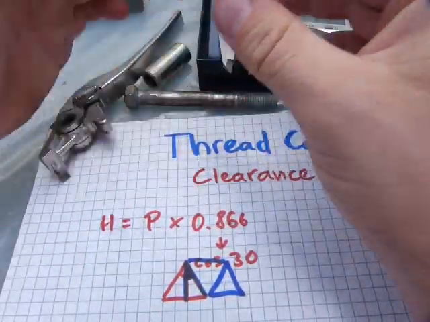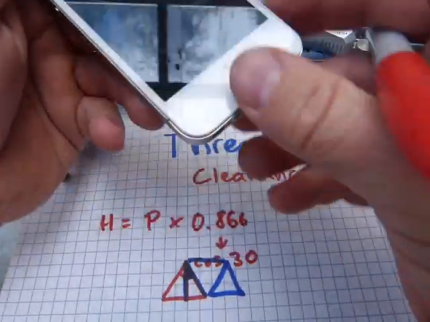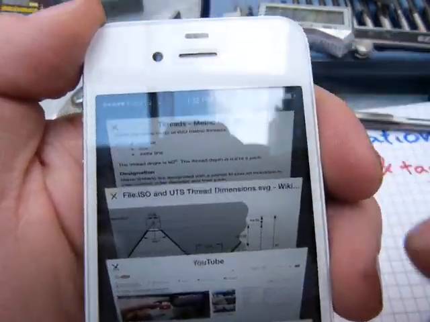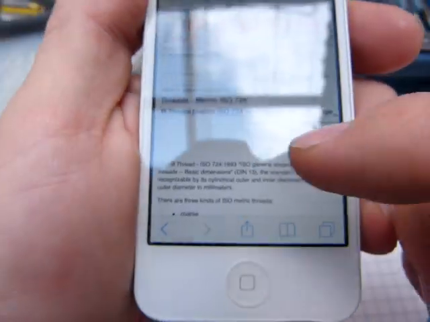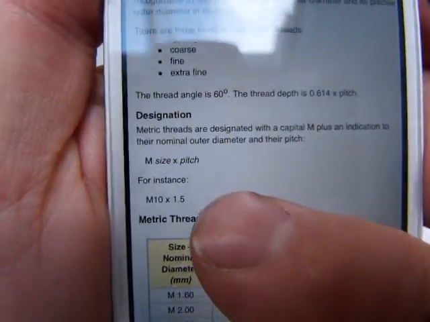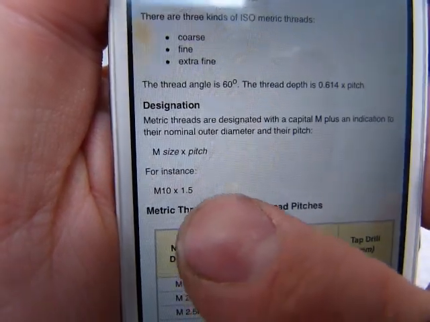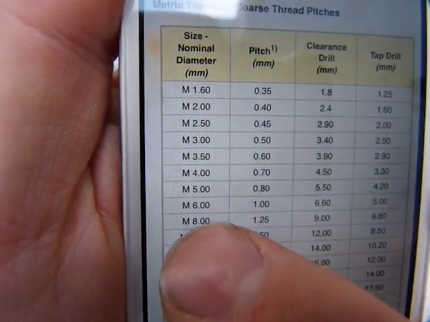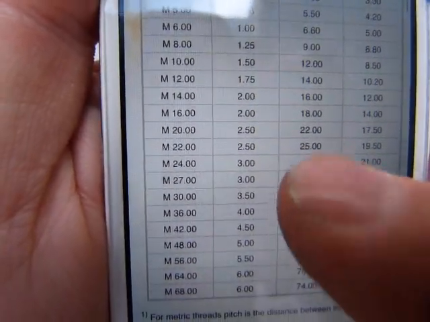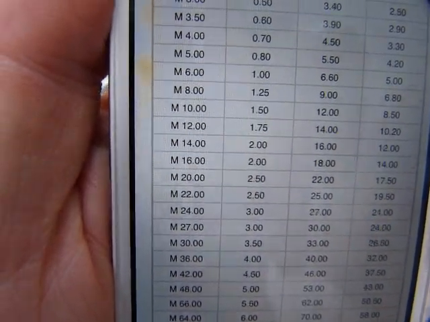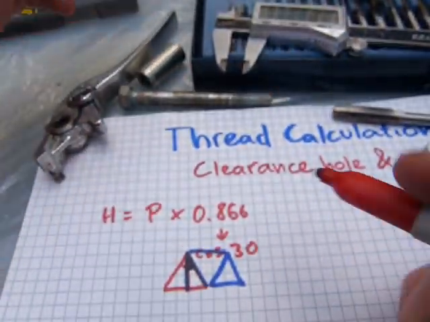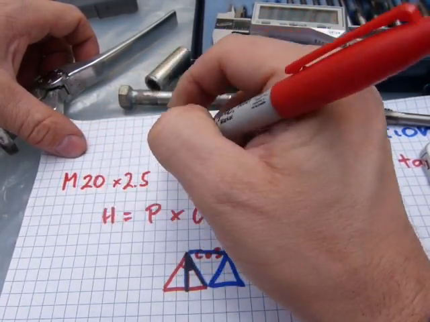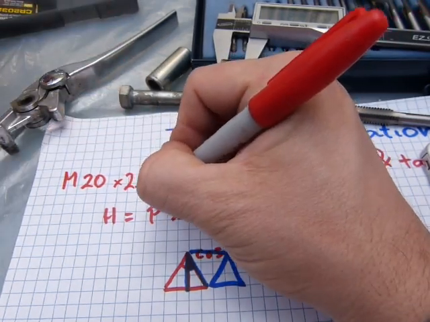So in case of a metric thread, metric threads are fairly easy to do, because the pitch is part of the thread designation. Here, take a look at this one. On a metric thread designation, M10 by 1.5, the 1.5 is the pitch in millimeters. So how about M20 by 2.5? Let's calculate that one. If we have an M20 by 2.5, the 2.5 millimeter is the pitch.